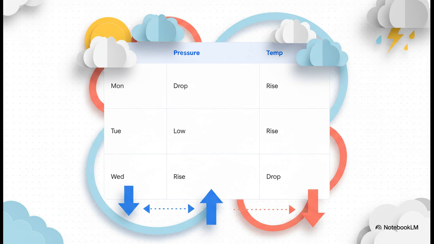Let me look closer. Okay. When pressure goes down from Monday to Tuesday, the temperature goes up. But when the pressure starts rising on Wednesday, the temperature starts dropping. Okay, I'm actively searching for regularity, and I think I'm seeing a clear inverse relationship here.